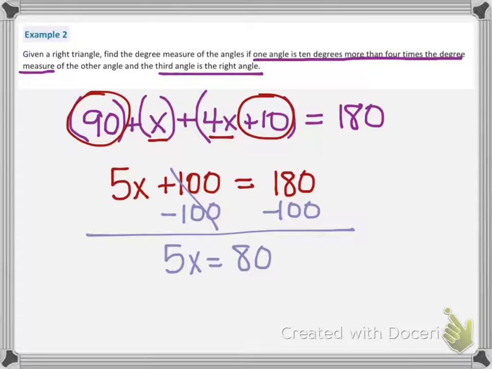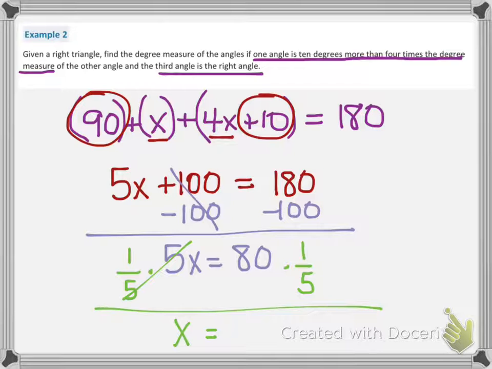And then I will multiply by reciprocal here. So I'm going to multiply by 1/5, balance the equation, and we get the 5's cancel, and I get 1x, or x, is equal to 80 divided by 5, which is 16. So x equals 16. All right.